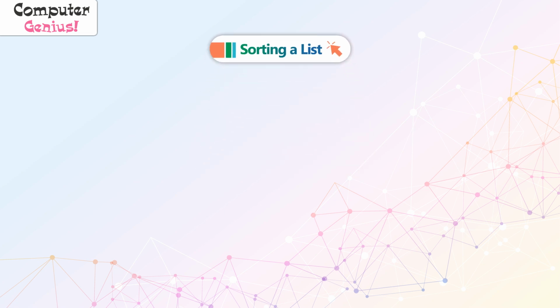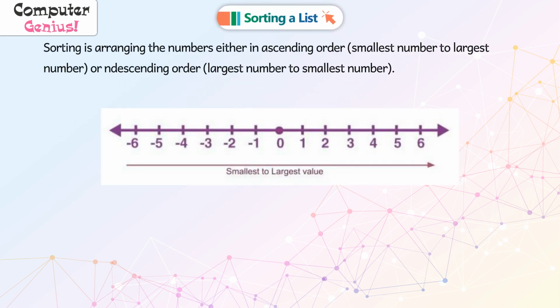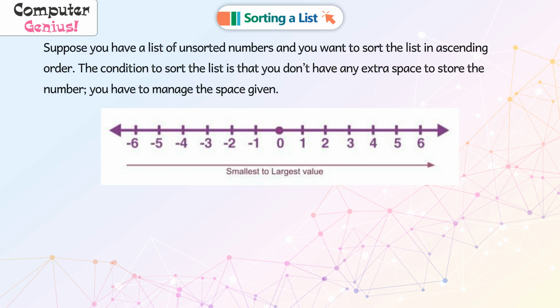Sorting a list. Sorting is arranging the numbers either in ascending order, that is smallest number to largest number, or descending order, that is largest number to smallest number. Suppose you have a list of unsorted numbers and you want to sort the list in ascending order. The condition to sort the list is that you don't have any extra space to store the numbers. You have to manage the space given.